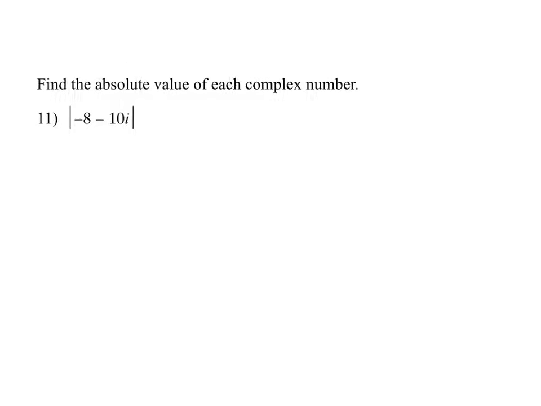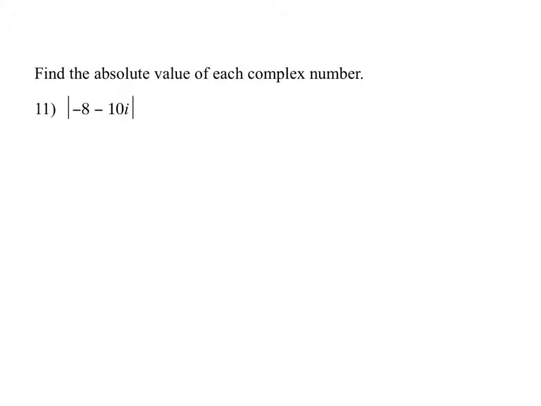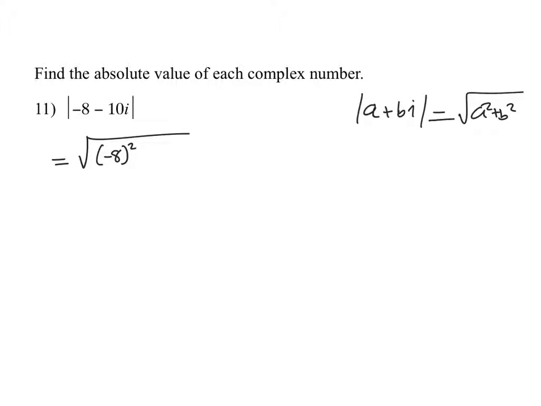Okay, now the absolute value of a complex number. Right here, copy this in your notes. The absolute value of a complex number equals the square root of a squared plus b squared. So that means my absolute value here is going to be the square root of negative 8 squared plus negative 10 squared. As you can see, I'm using parentheses for that negative because I want to square the negative 8.